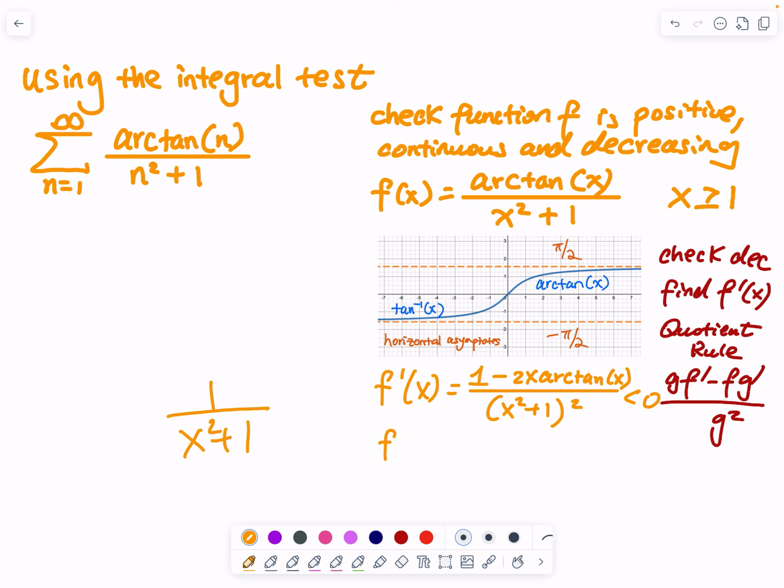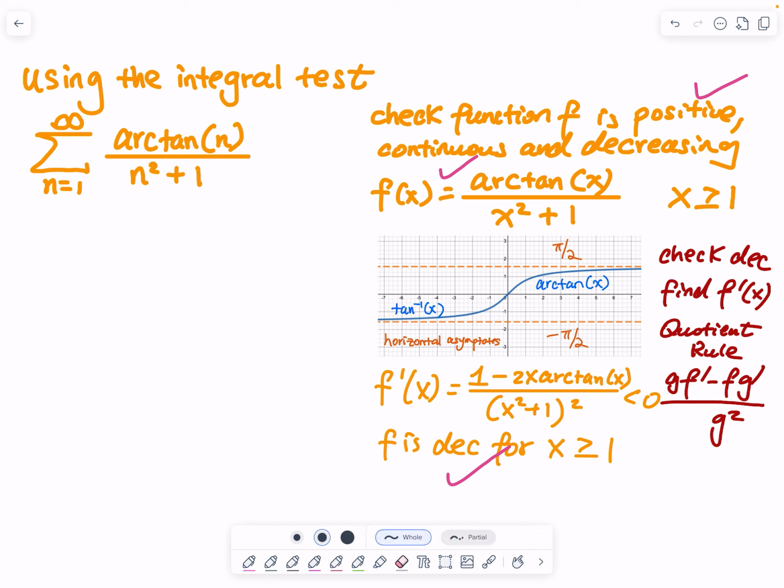So we say f is decreasing for x greater than or equal to 1, and this is a check. We check decreasing, we check positive, we check continuous, and now you can apply the integral test. Regarding the derivative and the decreasing part, this is something you have to process in your mind. Usually when they ask you to apply the integral test, the conditions are satisfied, but it is your responsibility to do the check. It's like you know your car is running every day in the morning, but it is your responsibility to do a check before you start driving. All right?